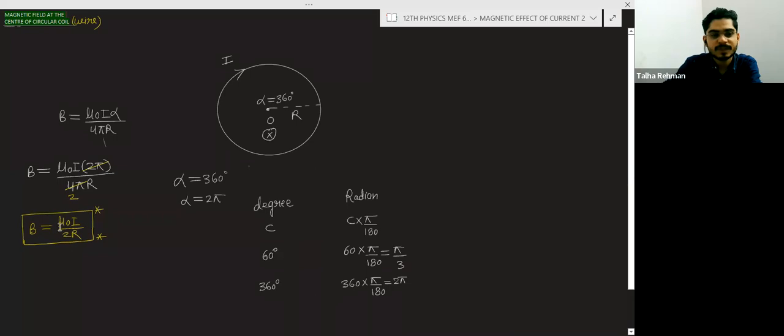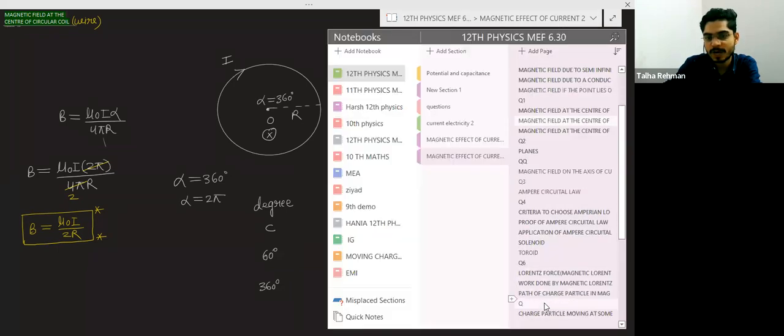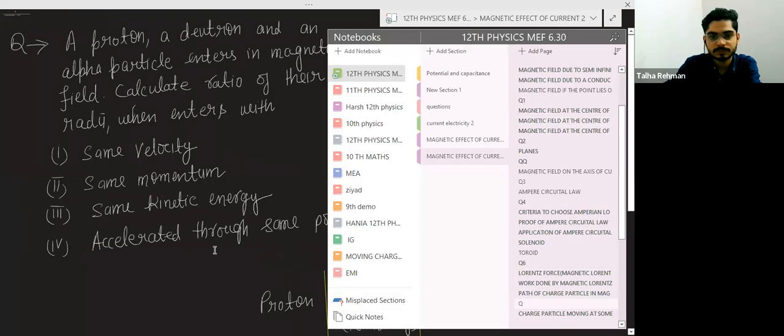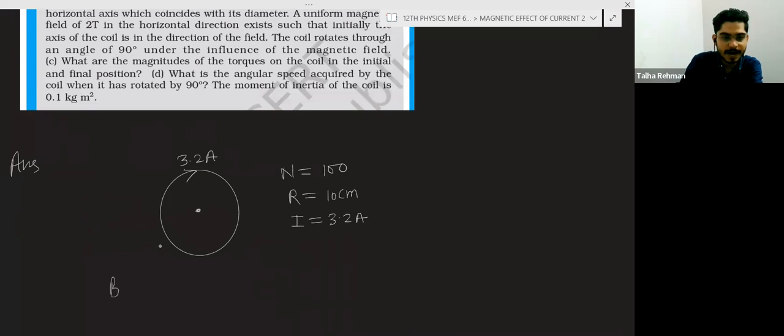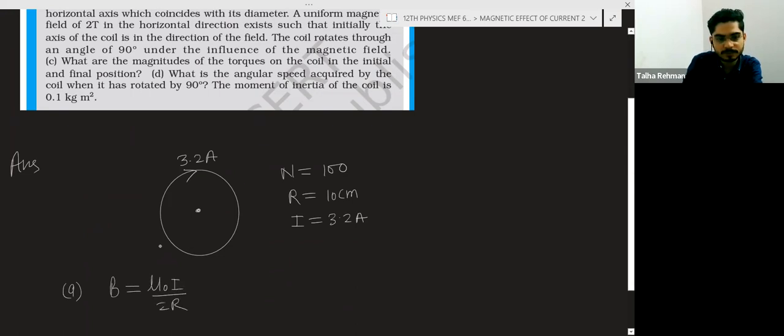Magnetic field at the center of a circular coil carrying a current I is mu naught I divided by 2R. This formula I will use. Magnetic field at the center is given by mu 0 into I divided by 2R.